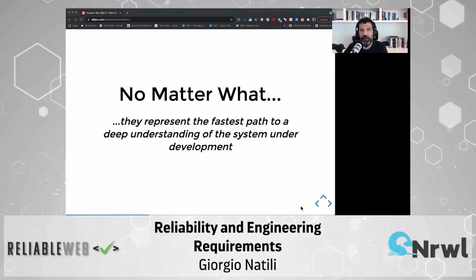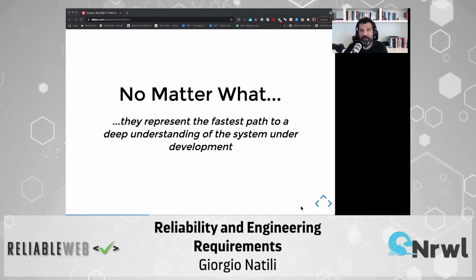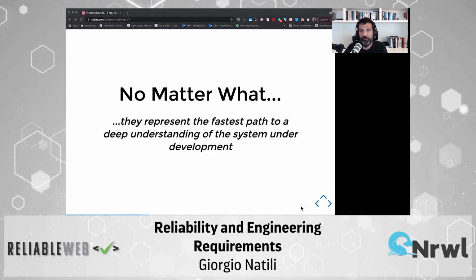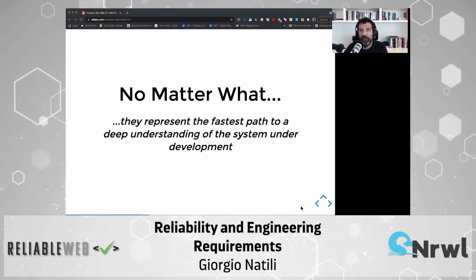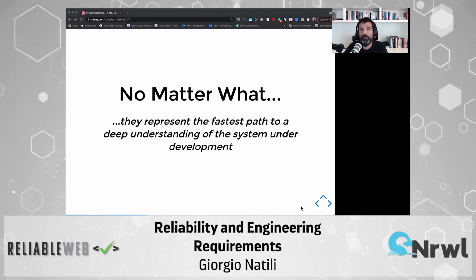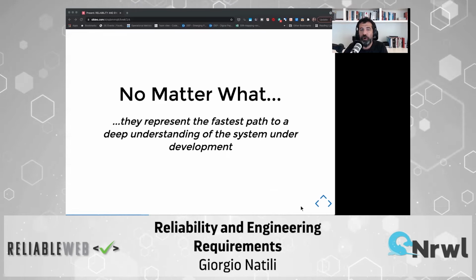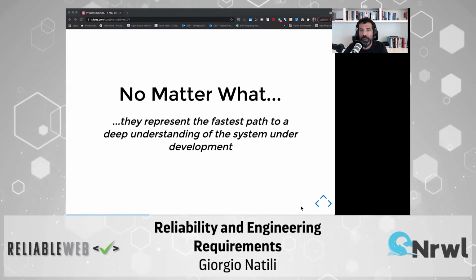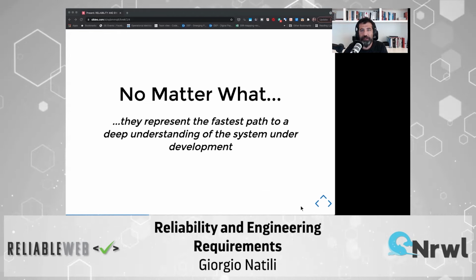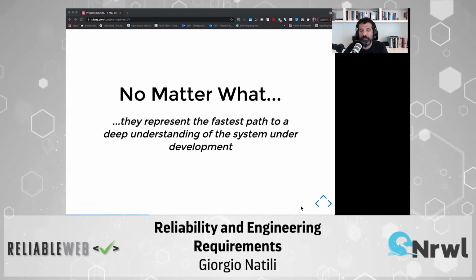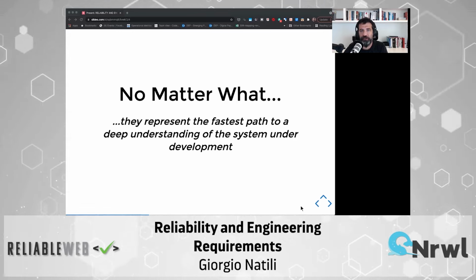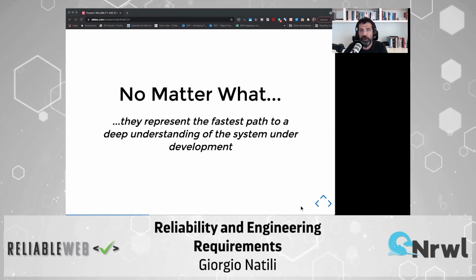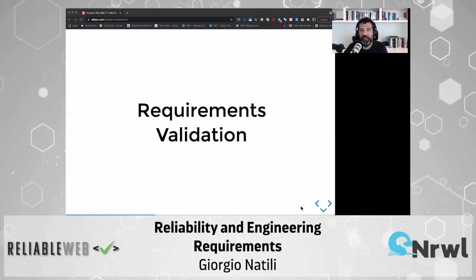At the end of the day, no matter what, requirements represent your fastest path to understand what the system must do. And along the way, they are the tools that you should use to have an even deeper understanding of what the system under development is supposed to do. Why is that? Is that because you can understand other people's intentions through clear requirements? Requirements are rarely clear. And that's why we need to start to validate our requirements.